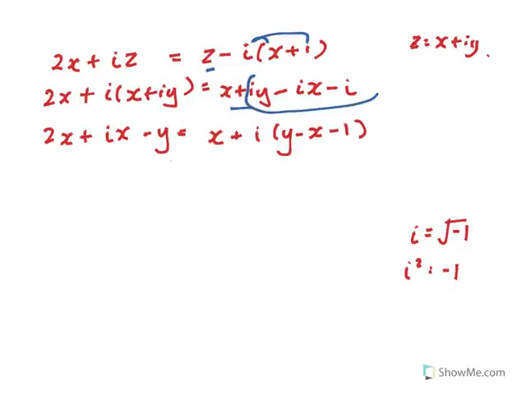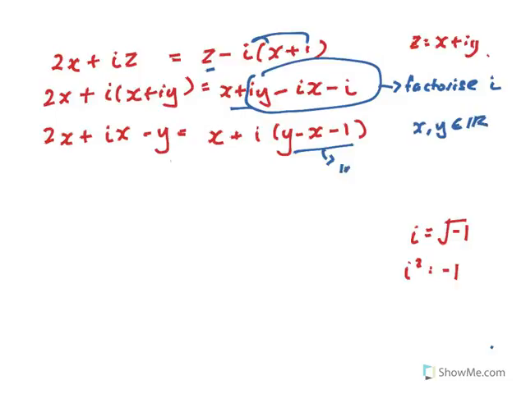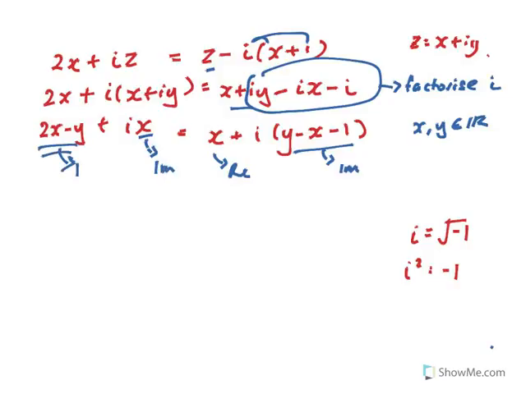On the right hand side, all I do is look at these three terms and factorize out i. Given that x and y are real, you really have the imaginary part and the real part. Sorry, let me rewrite this. This should be 2x minus y plus ix. I need to emphasize that when we compare complex numbers, the components must be real. So very quickly, I compare 2x minus y, x.